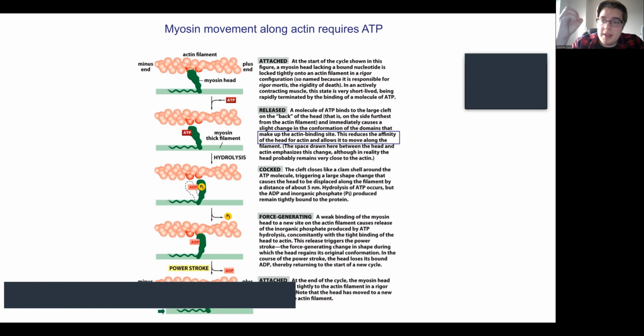Then the ADP pops off of the myosin head and pushes the actin filament forward, which is how we get that power stroke. And then we're back to where we started with the myosin head bound to a binding site on the actin filament. And we can repeat this process over and over and over again. And this is the main action happening in muscle contraction.